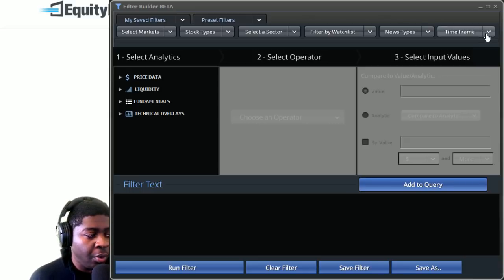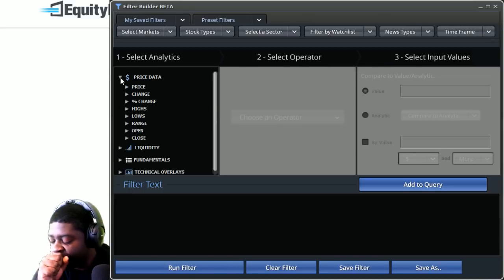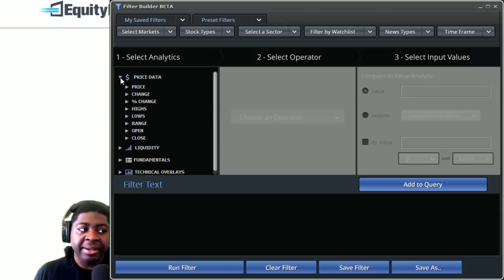Understand that this software is so thorough, guys. I can only scratch the surface on how deep this software is.